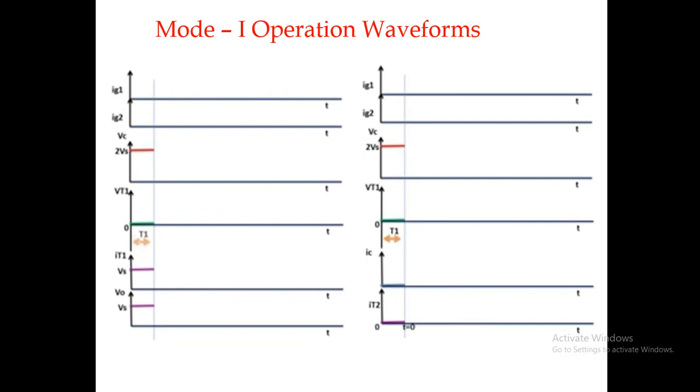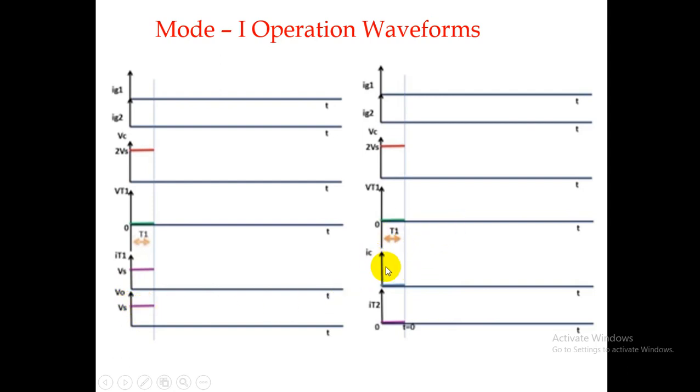As we discussed in the theory part, the capacitor builds up the voltage across it to around 2Vs, and because thyristor T1 is conducting, it becomes a short circuit, and the voltage across a short circuit is 0. As it is conducting, it allows the current to flow, that is the IT1 value, and we are getting V0 as Vs.